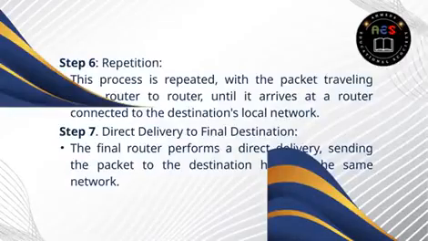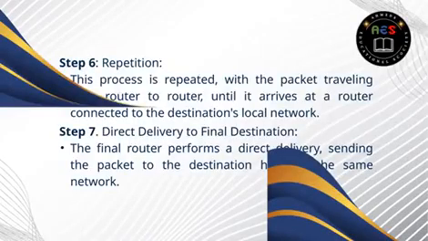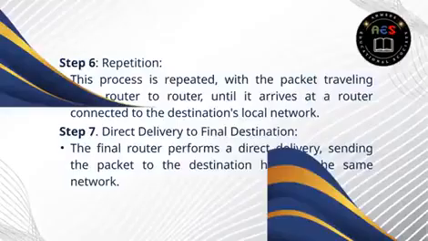Then we arrive at step 7, which is the final stage, direct delivery to the destination. At this point, the last router recognizes that the packet's destination is on its local network. So, instead of forwarding it further, it sends the packet directly to the destination host. This final step is crucial because it's where the packet reaches its intended recipient, completing the journey. Connecting this to the overall theme, it highlights how the network's routing process ensures data efficiently reaches the right device, even across multiple networks. It's a coordinated process, with each step playing a vital role in successful communication.